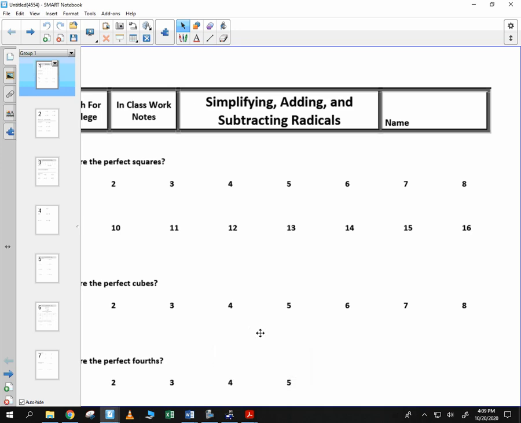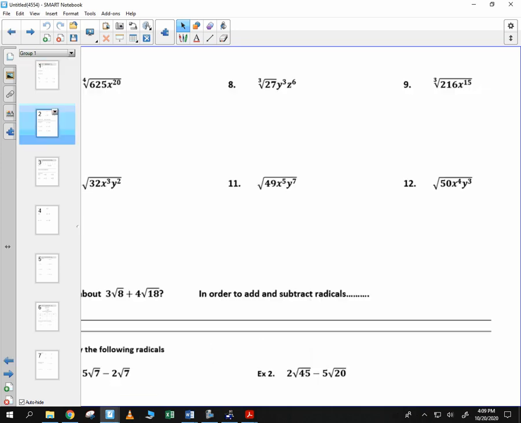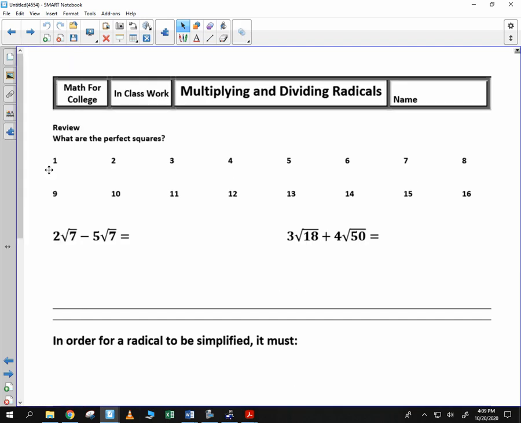All right, dear Math for College, we've already looked at these notes, so go ahead and move along to this section where we talk about multiplying and dividing radicals. And just a nice review here, you should keep in your mind what the perfect squares are.